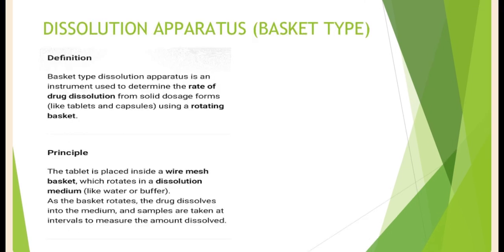First of all, let us see the basket type dissolution apparatus. Definition of basket type dissolution apparatus: it is an instrument used to determine the rate of drug dissolution from solid dosage forms like tablets and capsules using a rotating basket.